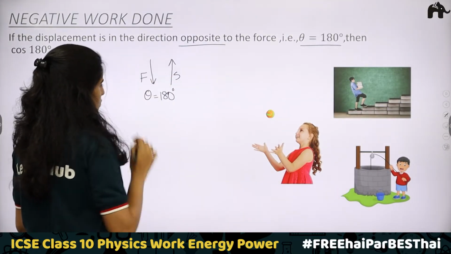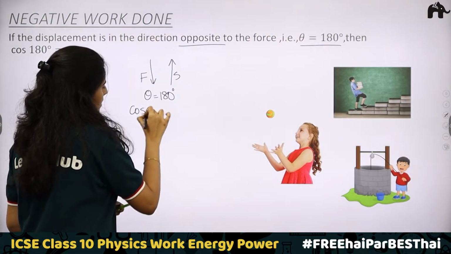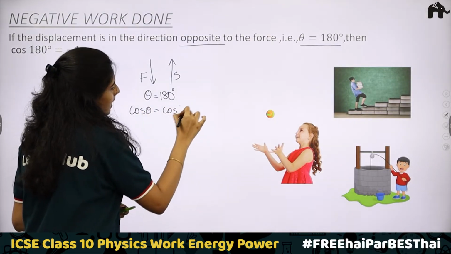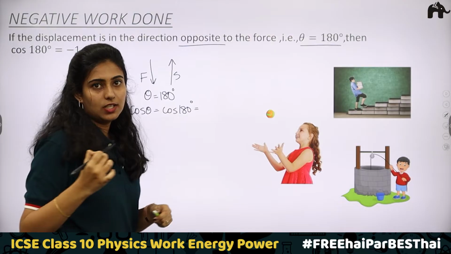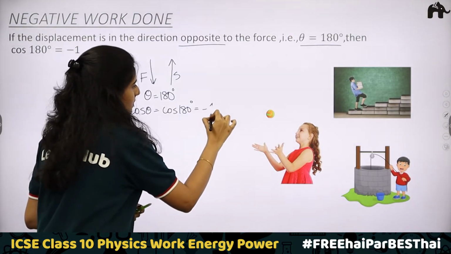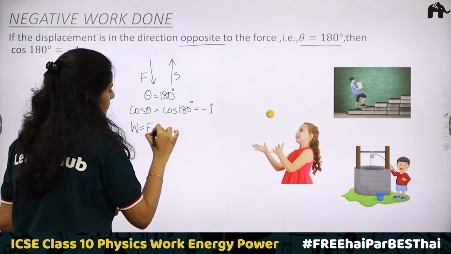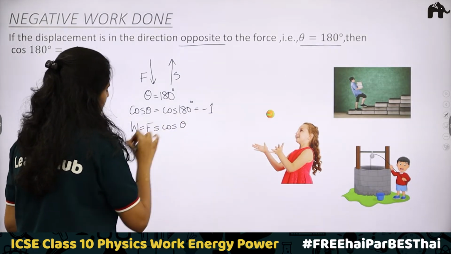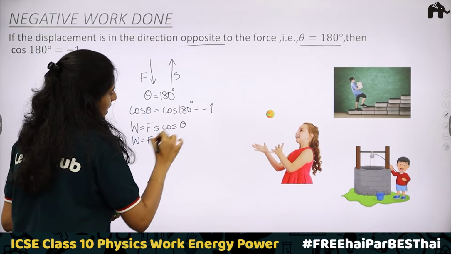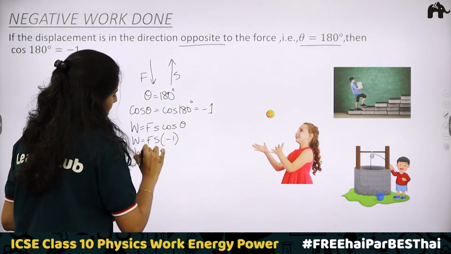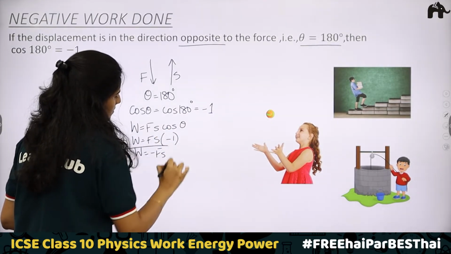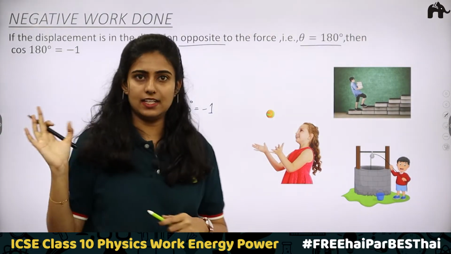When theta is equal to 180 degrees, what is cos theta? What is cos of 180 degrees? Cos of 180 degrees is equal to minus 1. Correct. Minus 1. Okay. We have work is equal to Fs cos theta. Work is equal to Fs into cos theta, minus 1. Work is minus Fs, which means the work done is negative.